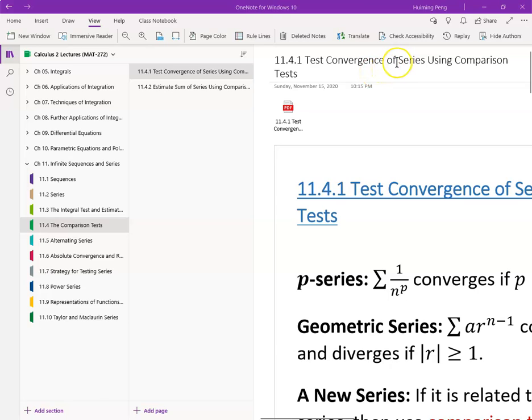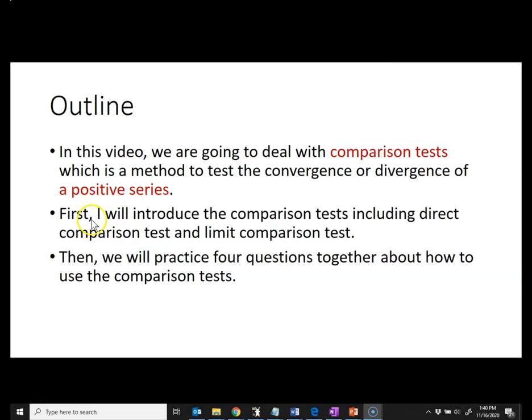In this video, we are going to deal with the comparison test, which is a method to test the convergence or divergence of a positive series. Let's see the outline. First, I will introduce the comparison test, including the direct comparison test and the limit comparison test. Then we will practice 4 questions together about how to use the comparison tests.